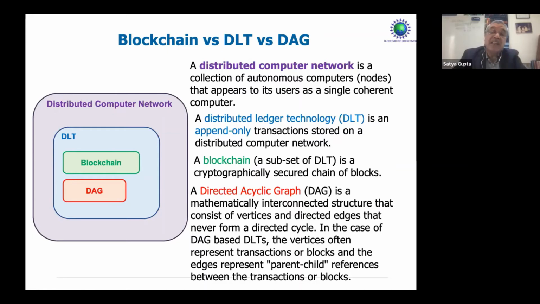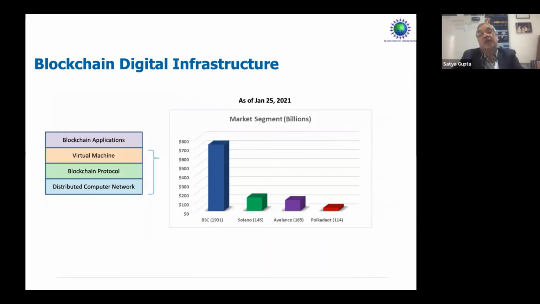And then there is a directed acyclic graph. DAG is a mathematically interconnected structure that consists of vertices and directed edges that never form a directed cycle. In the case of DAG-based DLT, the vertices often represent transactions or blocks, and the edges represent parent-child references between the transactions or blocks. So you can have a blockchain kind of thing this way also, without using cryptography. This is another evolution of the blockchain.